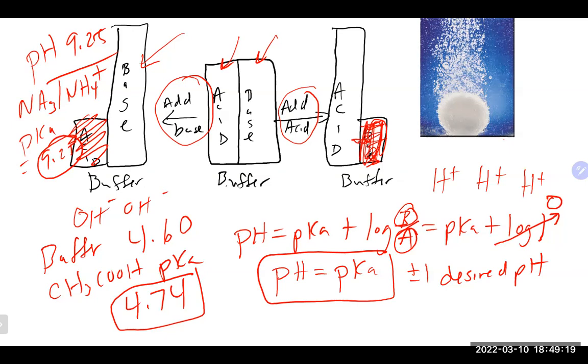So sometimes you're asked to choose what you should make your buffer out of. You would want to go to a Ka table or Kb table, figure out the pKa values of all your choices, and choose the one that's really the closest to your desired pH, because again, you can make a buffer at any pH that you want, and that would be the best way to do that. Any questions on how buffers work? How to choose the right thing to make a buffer from?